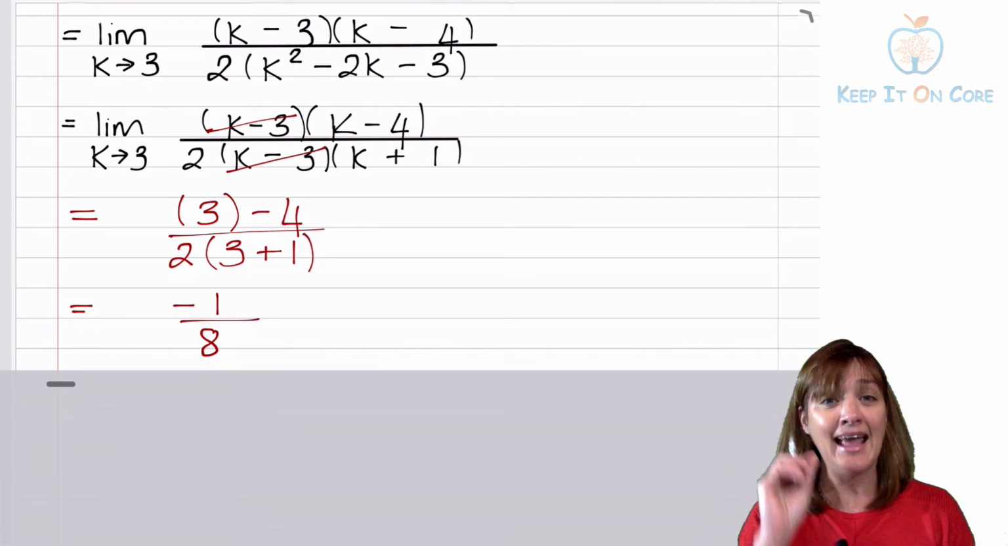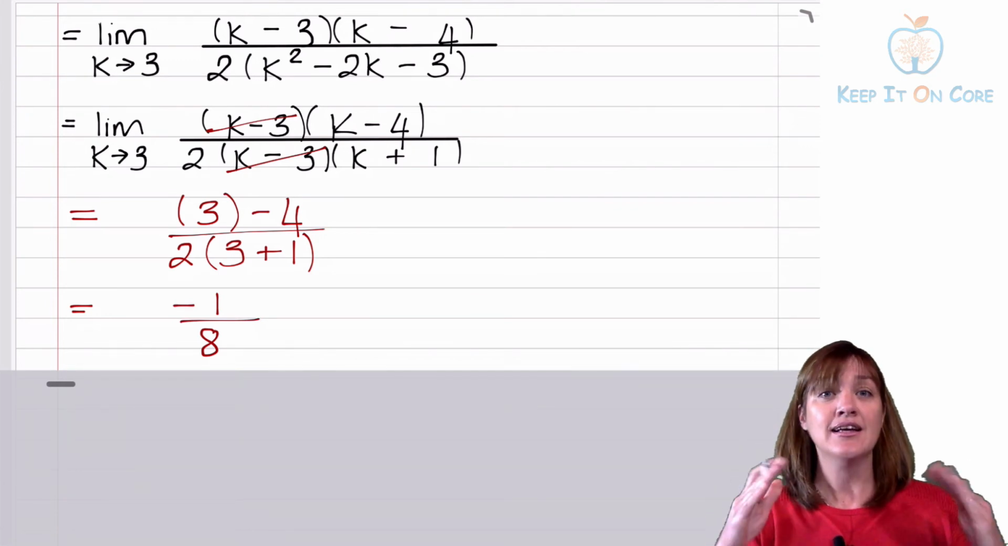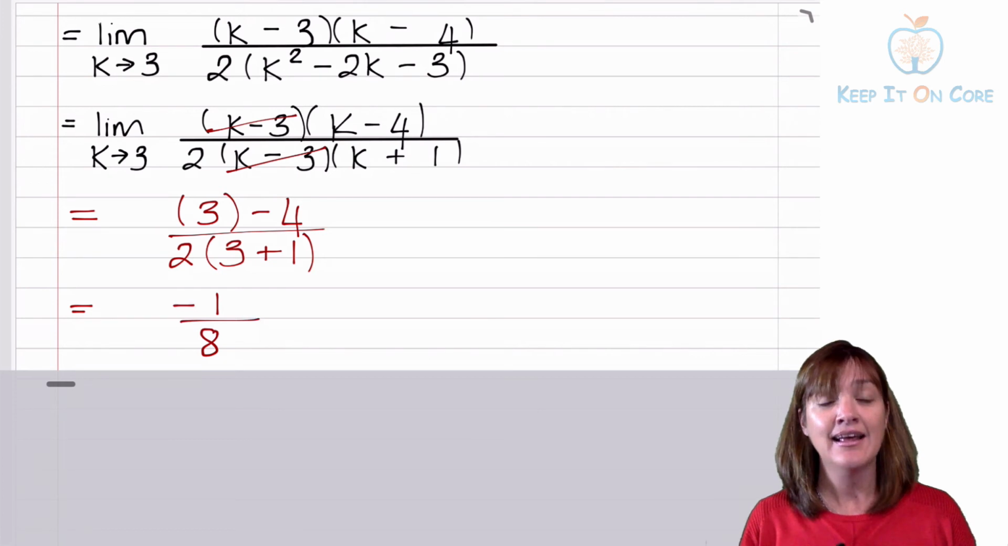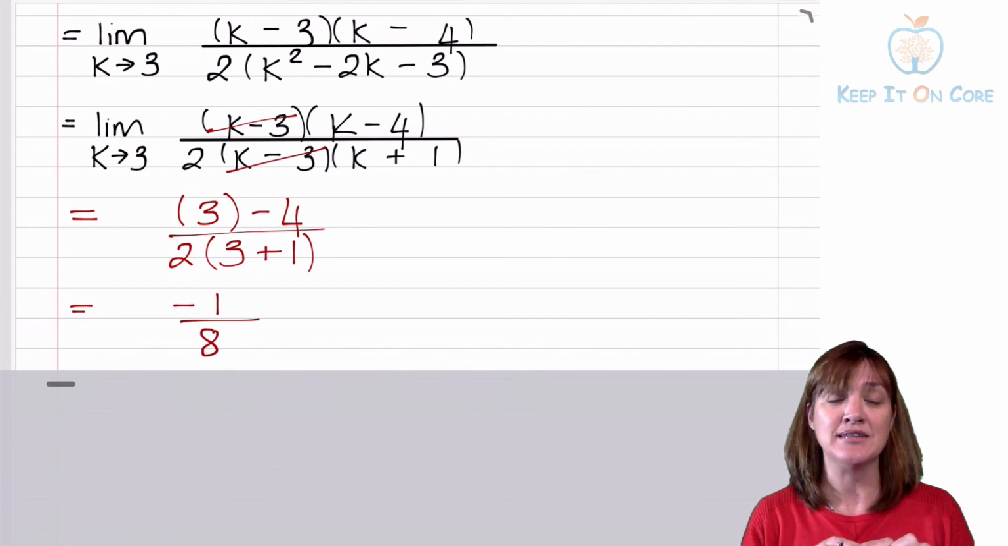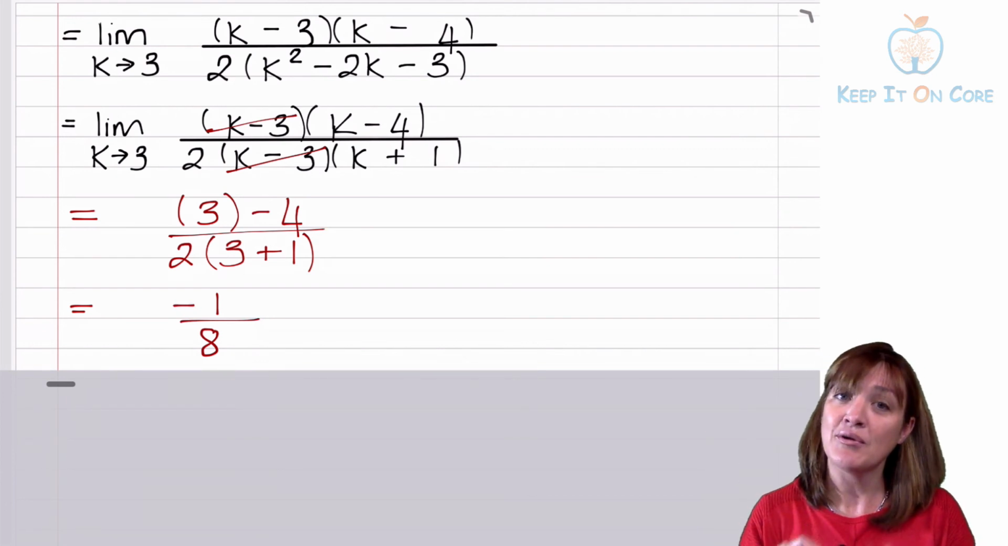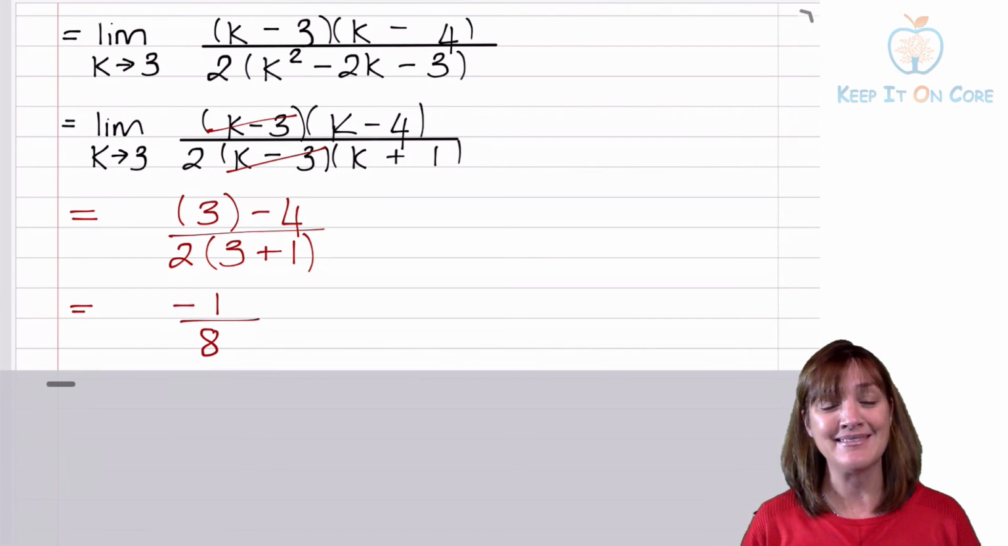However, at the point where x equals 3, your limit would not exist, okay? The value of the function, in fact, would not exist. But the limit tends towards negative 1/8 from the left and from the right. And there we go. That's our limit. All right.